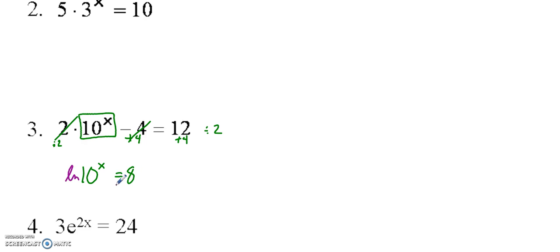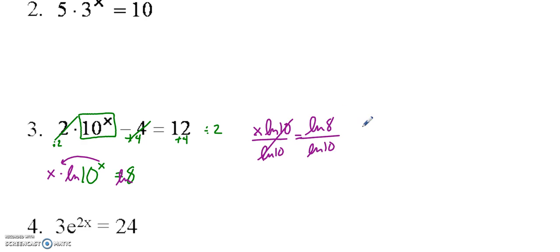Take the natural log of both sides. Bring that exponent out front. So x times natural log 10 equals natural log 8. I got ahead of myself. Divide both sides by natural log 10. And x equals natural log 8 over natural log 10.